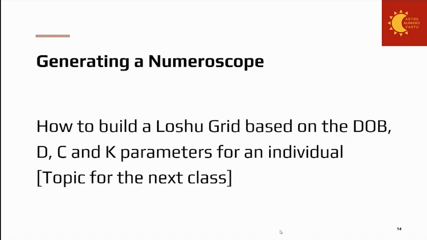So the next topic will be generating a numeroscope. This numeroscope that we are going to build is a 3x3 matrix, known as the Loshu grid. This is based on the date of birth, driver, conductor, and Kua parameters for an individual. We will take this up in the next session. I would request you to be ready with your date of birth, D, C, and K calculations. As I teach the generation of the Loshu grid, you try on your dates of birth so that the subject matter is clear to you.